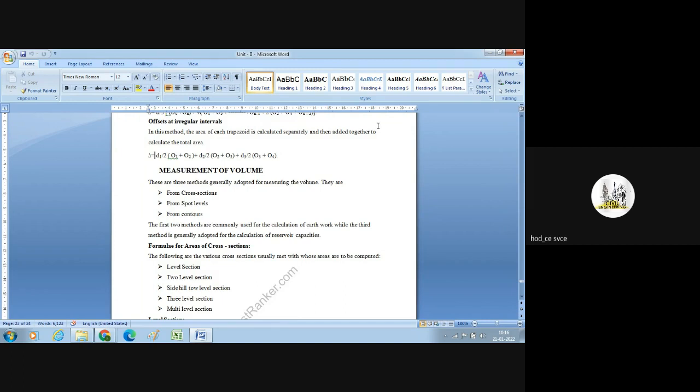Just assume x1, y1 and x2, y2, right? So these are the coordinates for the points A, B, C respectively. That means x1, y1 is for the point A, x2, y2 is for point B, like that. If there is an irregular shape, we don't know, you just know the coordinates, right?